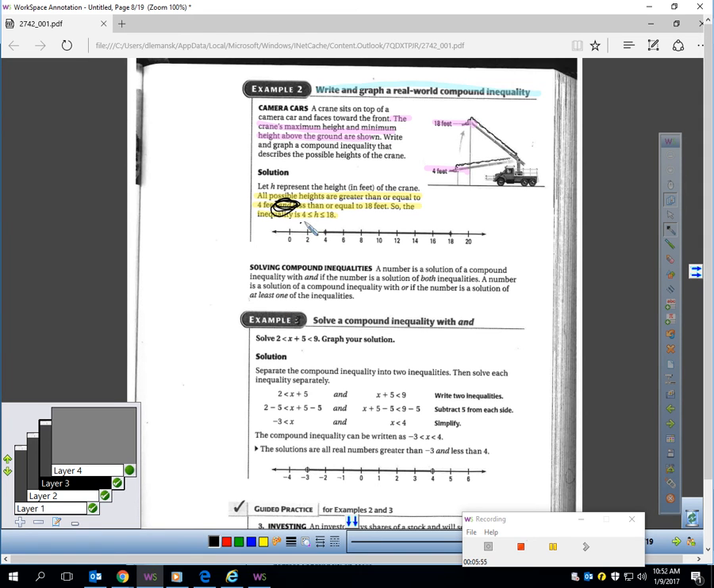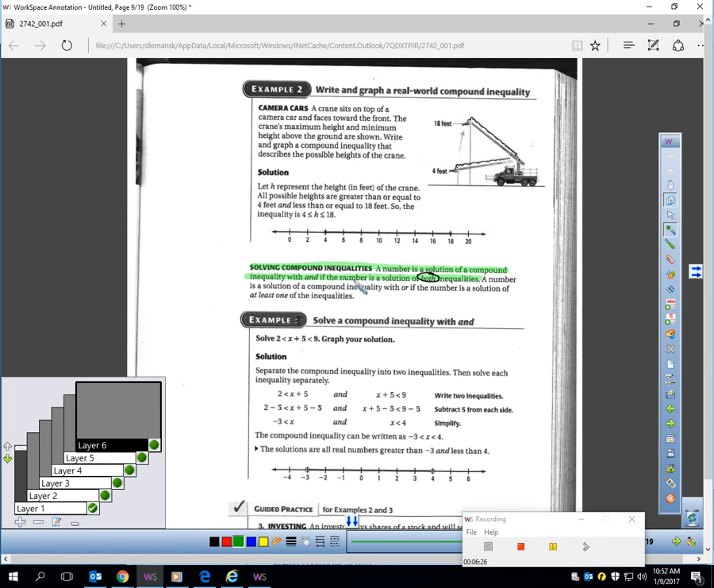So here would be the inequality. The height of the crane would be greater than or equal to 4 and less than or equal to 18 at the same time. And you can see my picture here, h greater than or equal to 4 would be shading everything to the right, but h less than or equal to 18 would be shading everything to the left. I'm only going to shade where the two combine together. Maybe I can color this in a little bit better. So that's only from here to there, and that's it. That's my graph for this problem.